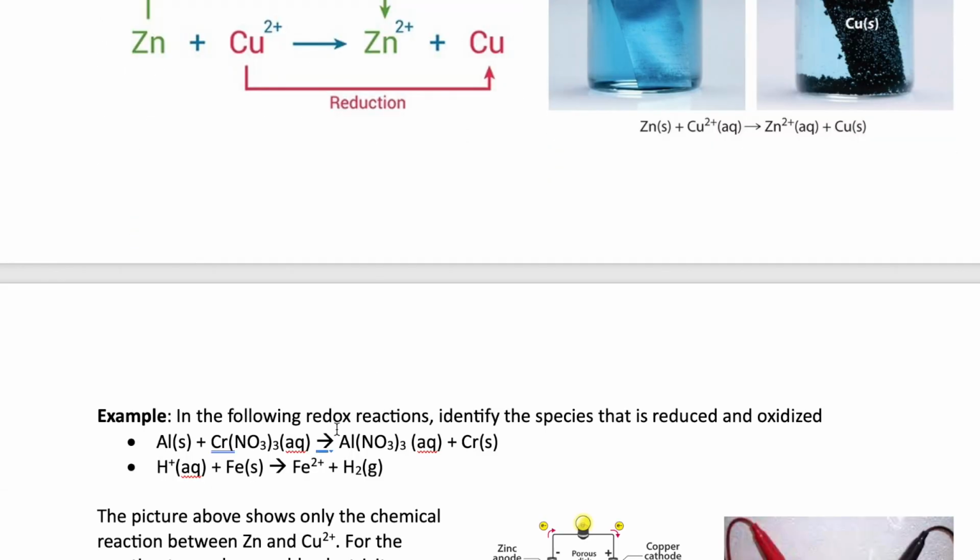So here's an example of a couple of redox reactions. You should see if you can identify the species that is reduced and the one that is oxidized in this case. As a reminder, the ionic compounds break apart into ions when they're dissolved in water. So something like this chromium 3 nitrate actually breaks apart into chromium 3+ and nitrate ions, and the reaction is really between the aluminum metal and the chromium ion in this case, generating the aluminum ion, which again comes in the form of the compound, and chromium metal.